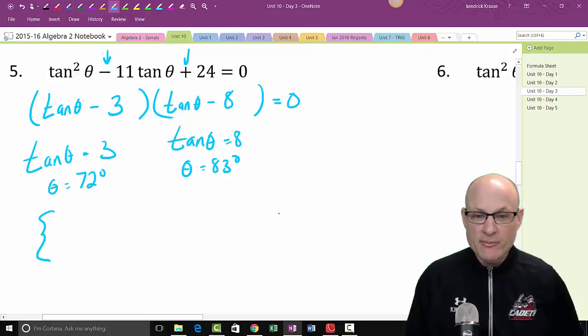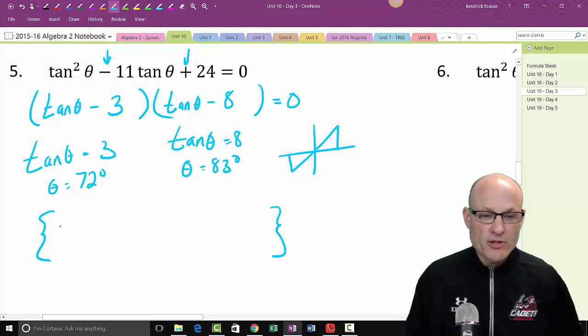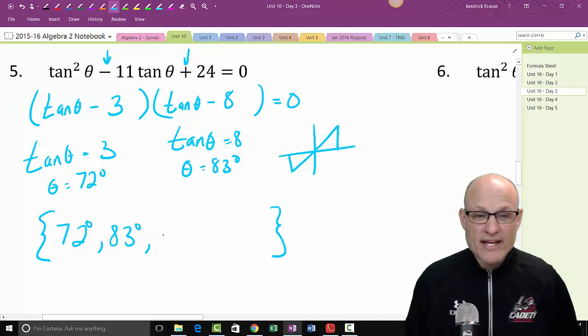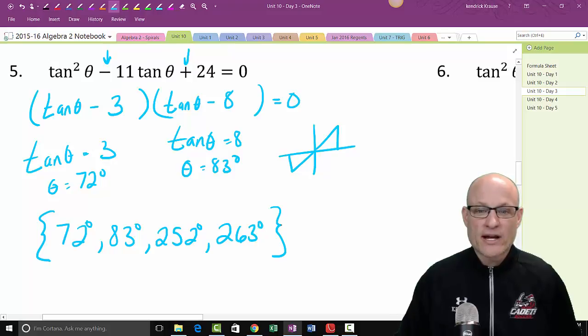And we're going to end up getting 4 answers. Now, tangent's positive in the first and the third. So we're going to keep both of these, 72 and 83. Then we're going to add 180. So if I add 72 to 180, I get 252. And if I add 83, I get 263. Those are my 4 answers.